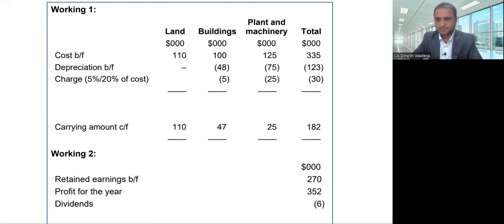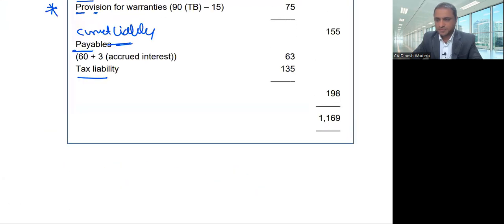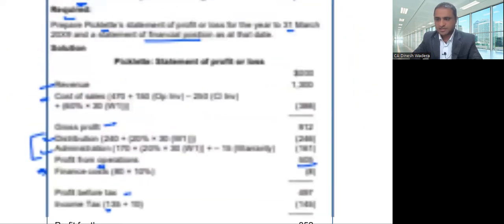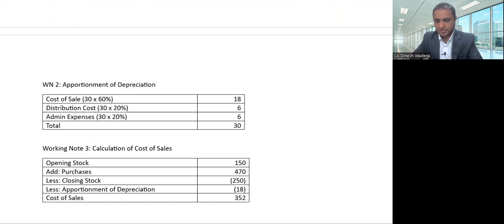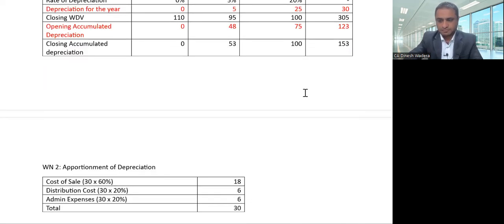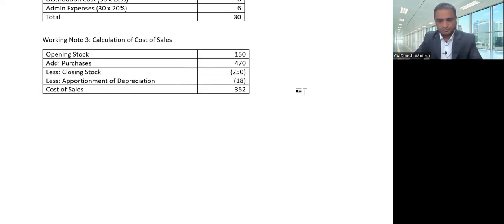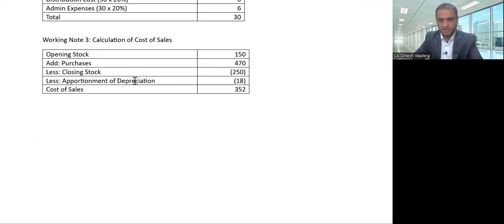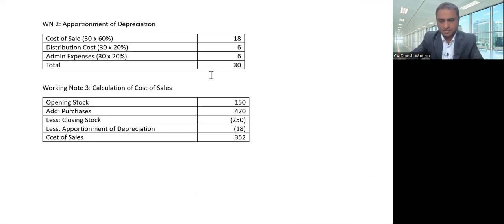No, it shouldn't. Kaplan is giving us a wrong figure or what? Yeah, there are plenty of printing mistakes in the books. 912. Can't be, no? 470 plus 150 minus 250. 60% of 13 is 18.